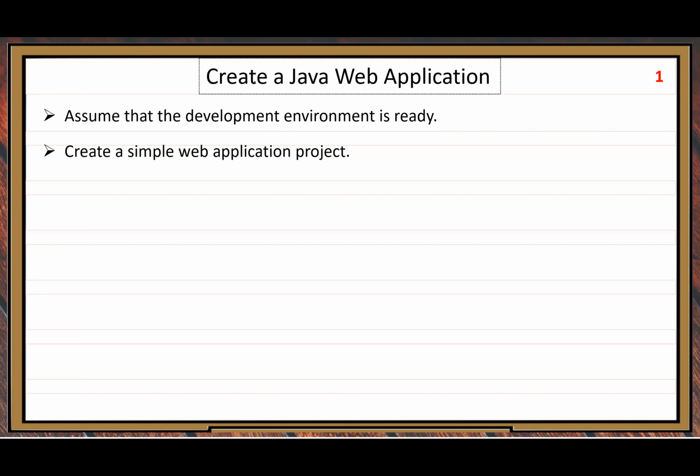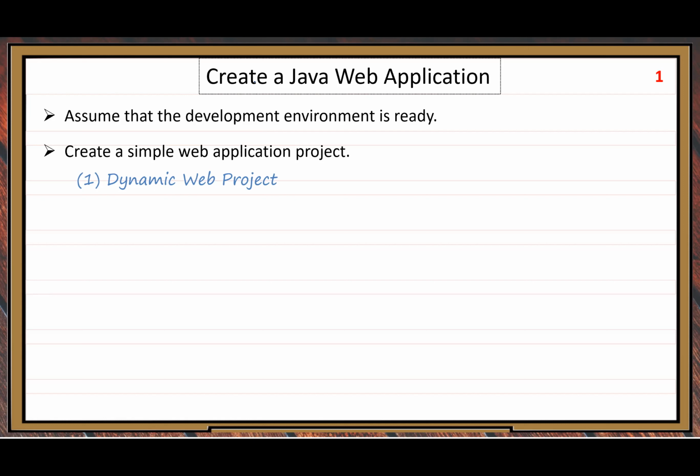Step number 2, create a simple web application project. Inside Eclipse, we need to create a web application project, not a regular Java project. Do not just create a Java project. If you just create a Java project, it is not a Java web project. That's different. Remember, last time in that drop-down menu, we selected dynamic web project.